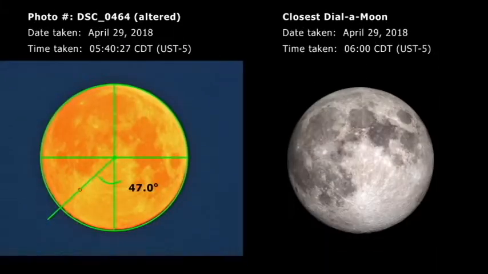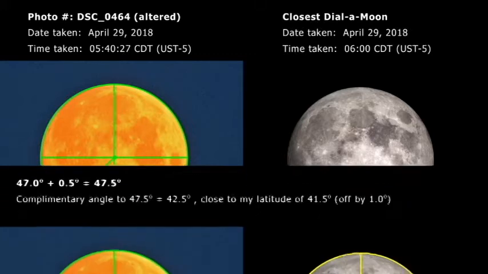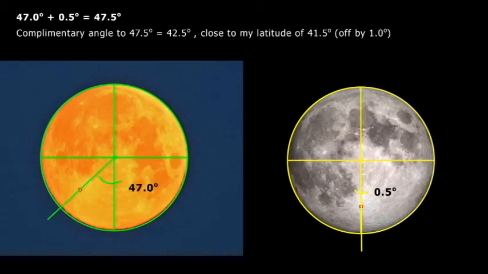But anyway, here I do the same thing as I did with the other observations. I get 47 degrees. There's my Dial-a-Moon for the nearest time. I do that, and I only get half a degree, so my complementary angle to 47.5 degrees, because I have to add that 0.5 because they're in different hemispheres, is 42.5 degrees. That's close to my latitude of 41.5. It's off by a degree.